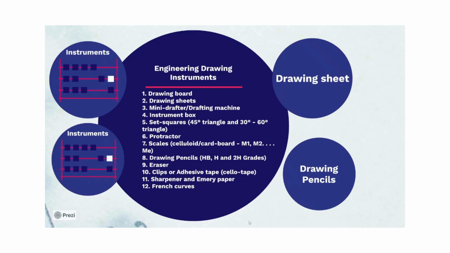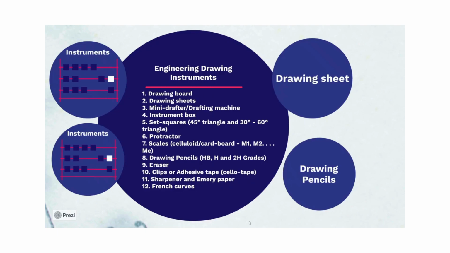So, what is the first thing? We should have a drawing board. The drawing board plays a major role, because we keep the paper on it to draw. In your colleges, you may have seen tilted drawing boards. I will show images for reference of the instruments.